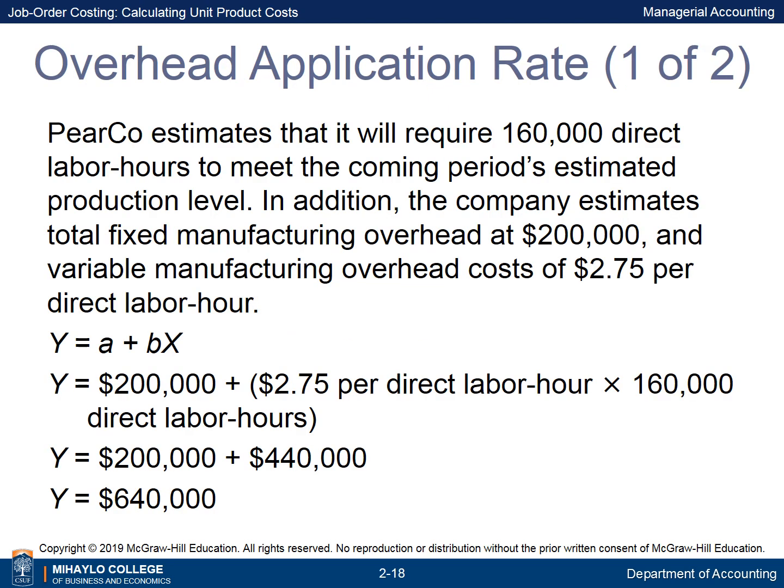Pearco estimates that it will require 160,000 direct labor hours to meet the coming period's estimated production level. In addition, the company estimates total fixed manufacturing overhead at $200,000 and variable manufacturing overhead costs of $2.75 per direct labor hour. Y equals A plus BX. Y equals $200,000 plus $2.75 per direct labor hour times 160,000 direct labor hours. Y equals $200,000 plus $440,000. Y equals $640,000.